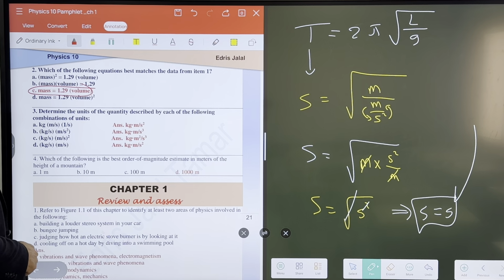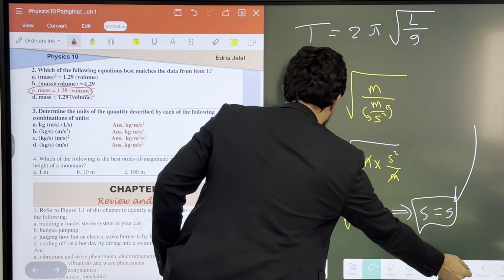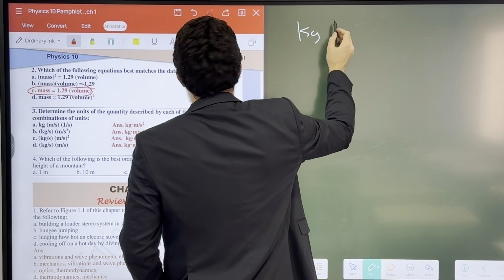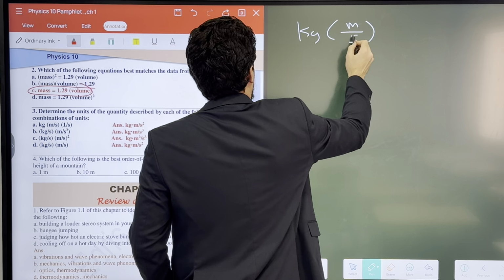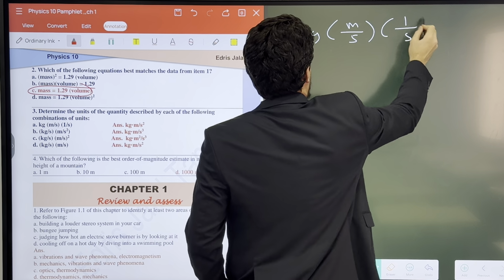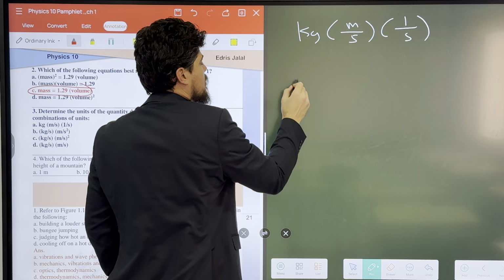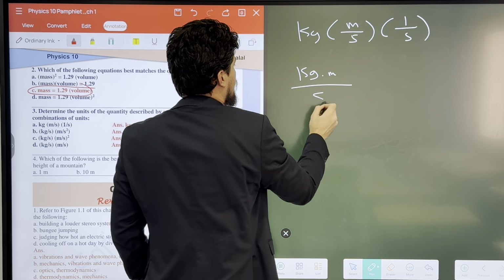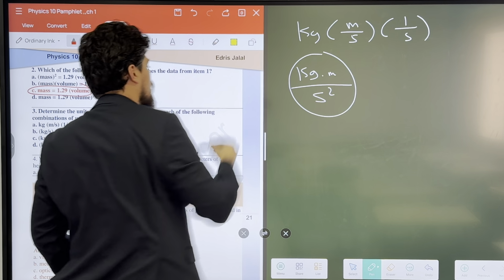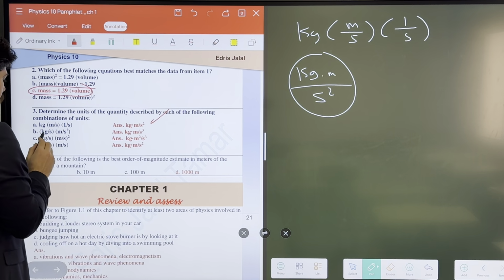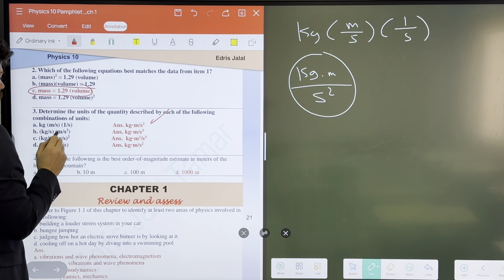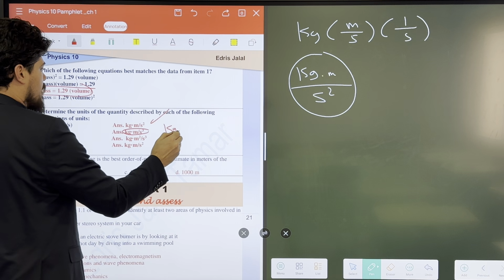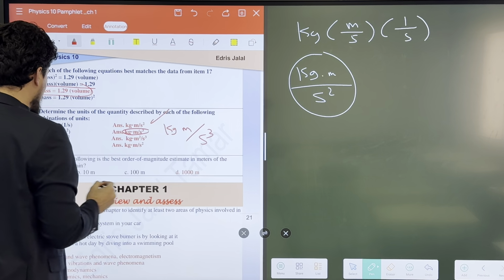Determine the units of the quantity described by each of the following. Kilogram times meter per second times 1 over second is equal to what? This is the combination of the unit. It's gonna be kilogram times meter, meter times 1 over second squared. It's gonna be kilogram meter per second squared. Kilogram meter per second times second squared, second cubed. Kilogram meter per second cubed.